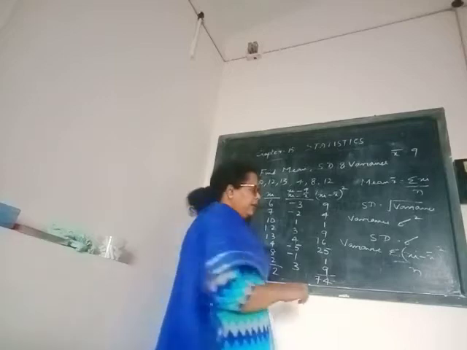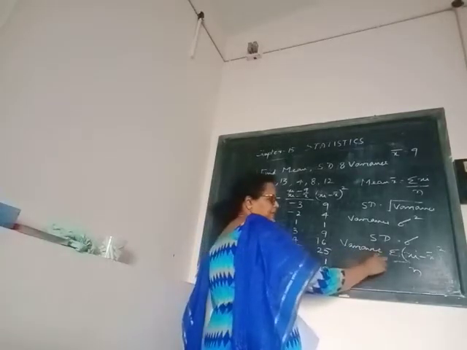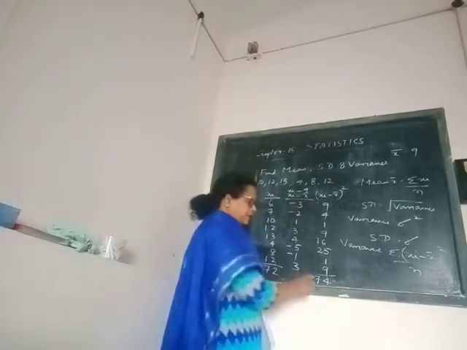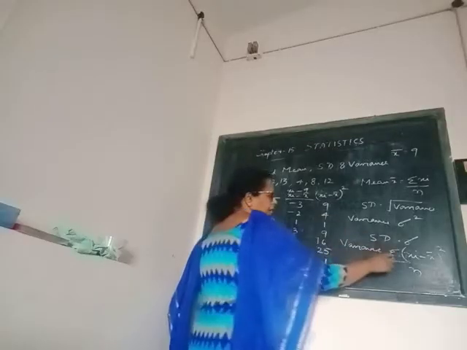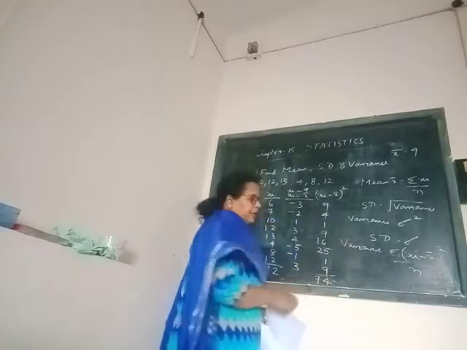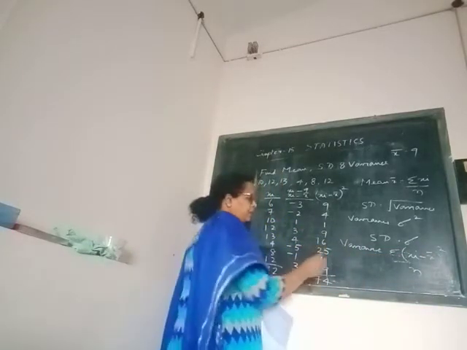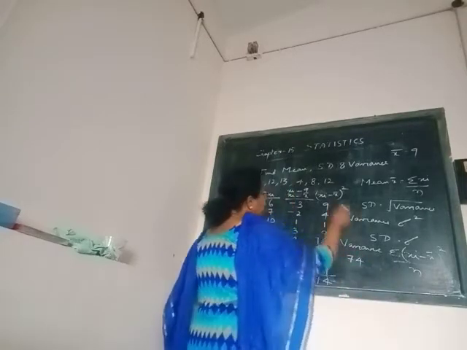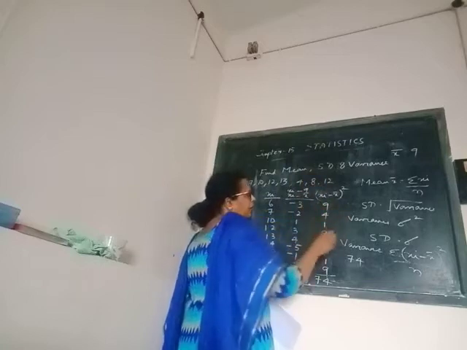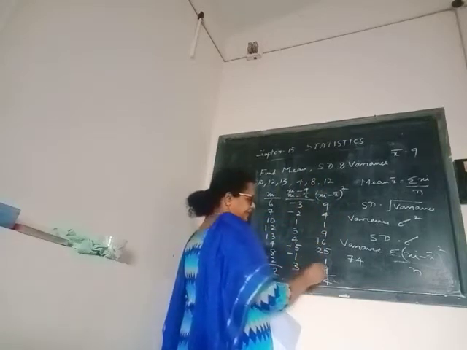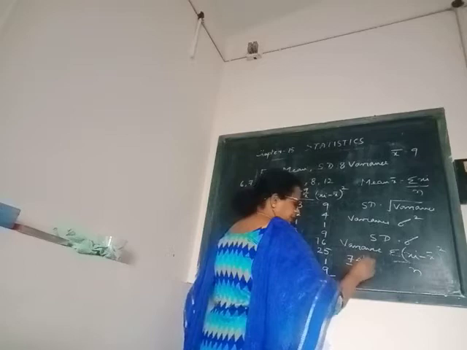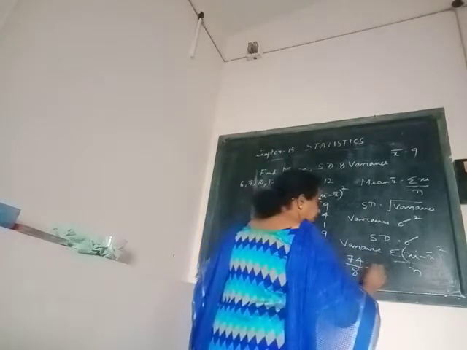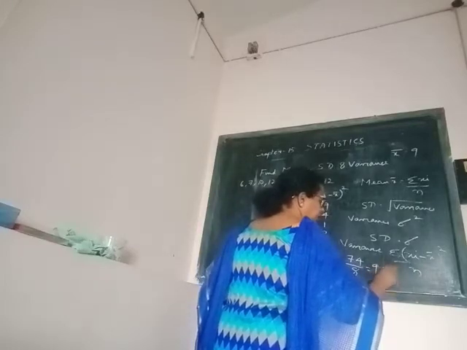Then write the formula. Variance equals sigma xi minus x bar whole squared by n. Substitute. So sigma is 74 divided by n, which we already got here. N is 8. So 74 by 8. That is variance. 74 by 8 when we calculate, we will get 9.25.